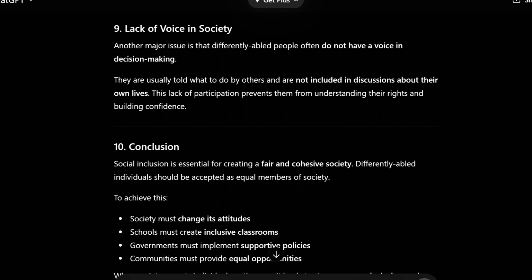9. Lack of voice in society. Another major issue is that differently abled people often do not have a voice in decision-making. They are usually told what to do by others and are not included in discussions about their own lives. This lack of participation prevents them from understanding their rights and building confidence.